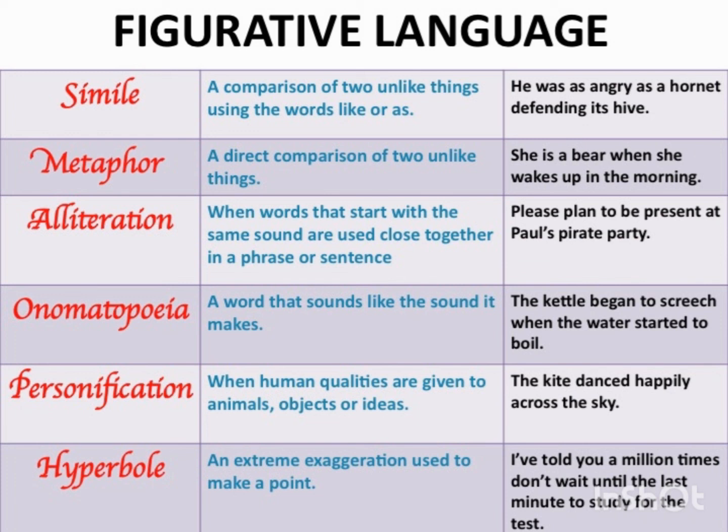Fourth one, onomatopoeia, a word that sounds like the sound it makes. The kettle began to screech when the water started to boil, so the sound word screech is used. Fifth one, personification, when human qualities are given to animals, objects, or ideas. For example, the kite danced happily across the sky. The sixth one, hyperbole, which is an extreme exaggeration used to make a point. I have told you a million times, don't wait until the last minute to study for the test.